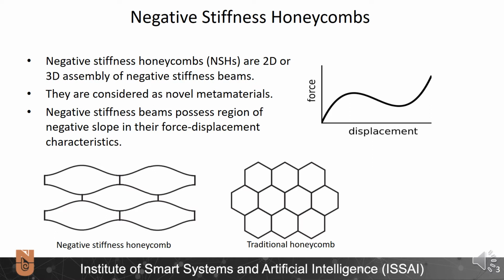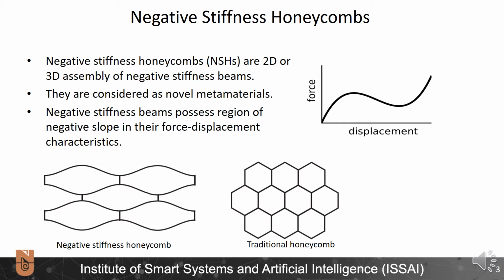A brief description of negative stiffness honeycombs is presented in this slide. Negative stiffness honeycombs consist of negative stiffness beams. Negative stiffness beams might be assembled in 2 dimensions or 3 dimensions. Negative stiffness honeycombs are considered metamaterials due to their unusual characteristics. One of those characteristics is presented in a graph.